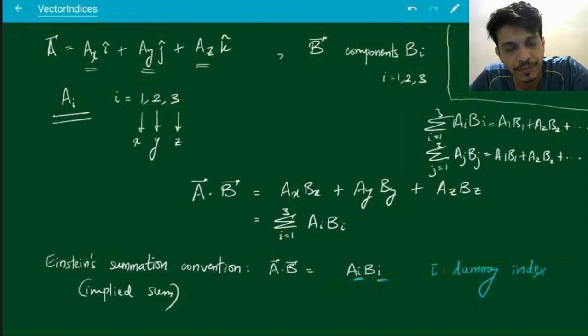You can substitute a dummy index with any other dummy index. You can write a_i b_i, a_j b_j, a_k b_k, whatever. Any letter you want, any index you want, you can put over there, as long as it is being summed over. If you are summing over it, then it doesn't have any specific meaning of its own. It's a dummy index. Okay.